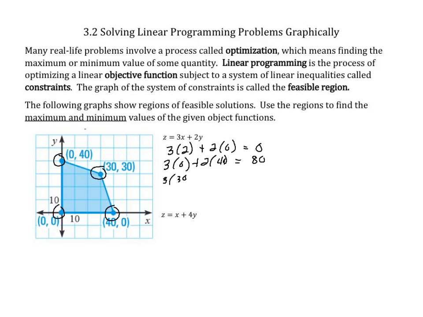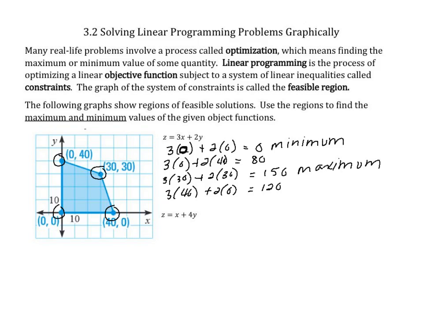And then continue on. So 3 times 30 plus 2 times 30. Let's see here, that's 90 plus 60 is 150. And then finally, 3 times 40 plus 2 times 0 gives me 120. So the corner point, that should be a 0. I don't want to put a 2. So the corner point 0, 0 gave me my minimum value. And my point 30, 30 here gave me my maximum value.